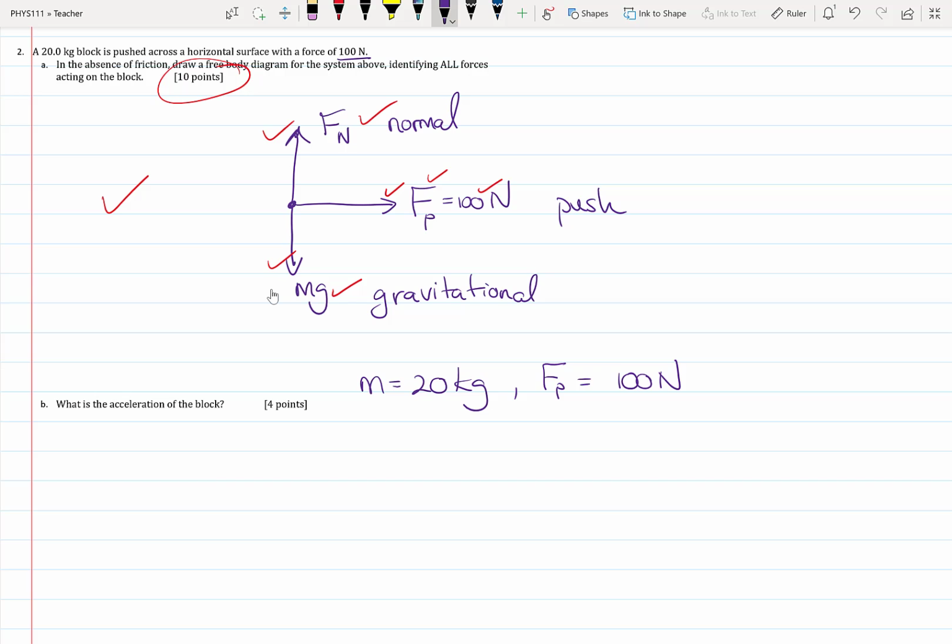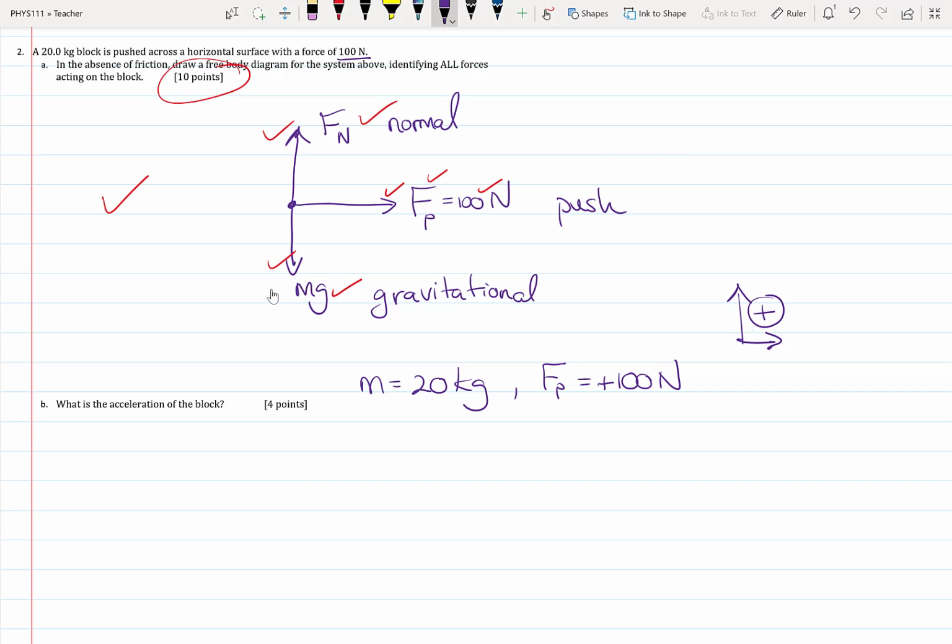In the absence of friction, draw a free body diagram for the system above, identifying all forces acting on the block. We have to choose a coordinate system. I'll choose up and to the right as positive. That means the way I've drawn it in the picture, this is plus 100 newtons because the force is to the right, which I've said is positive x. Let's see. The normal force is up, etc.